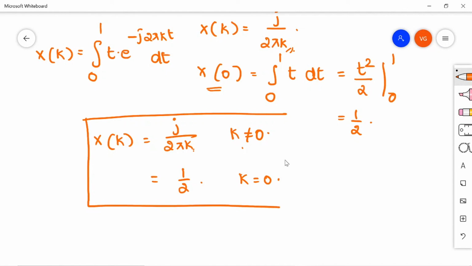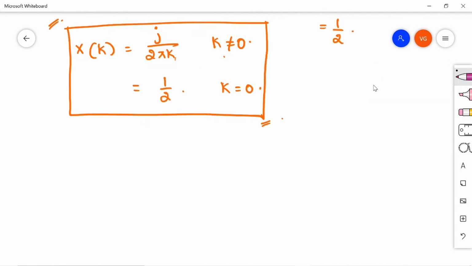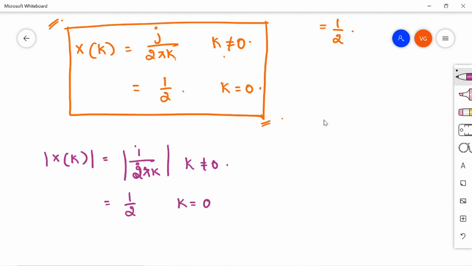Similarly, like in the previous problems, the same way I found the complex Fourier coefficients for x of k. Now we need to find out the magnitude spectra and phase spectra. To find the magnitude spectra, find the magnitude of x of k, where this j will go, as I am finding the pure magnitude. That will be 1 by 2 pi k whole magnitude when k is not equal to 0, and it is equal to 1 by 2 when k is equal to 0, right?